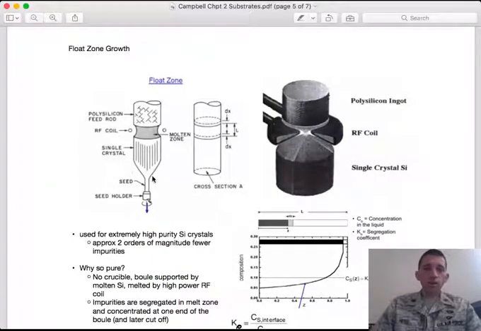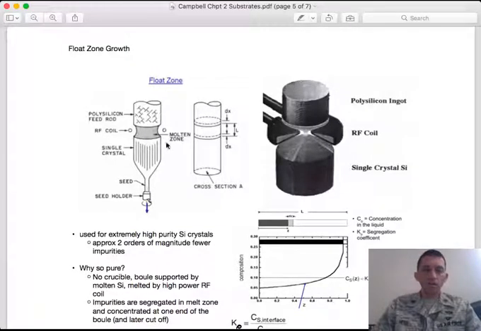And with this method, you start with a boule that looks similar to what you end up with in Czochralski, except that it is not grown slowly, and so you get polycrystalline silicon within the rod. And that polycrystalline silicon is transformed into single crystalline silicon by melting and resolidifying one section of the rod at a time, right?